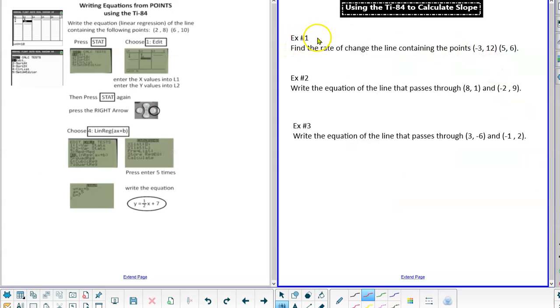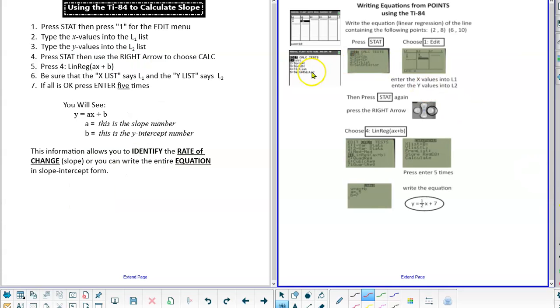We'll start with number 1. You're going to take these 2 points, (-3, 12) and (5, 6), and enter them into your calculator. Once you do that, the only thing you need to do to complete the question by finding the slope, or the rate of change, is to press another series of buttons. So let's get started here. I'm going to open my calculator, and the first thing I'm going to do is press this STAT button.